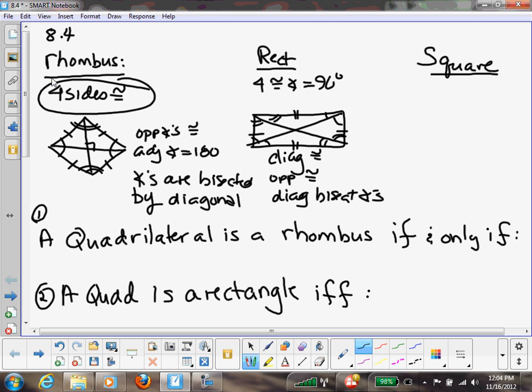Well, that doesn't make them 40. 45. Yes, yes. The diagonals bisect each other, and the diagonals are, well, I didn't say this. The diagonals are congruent, and the diagonals bisect each other also.